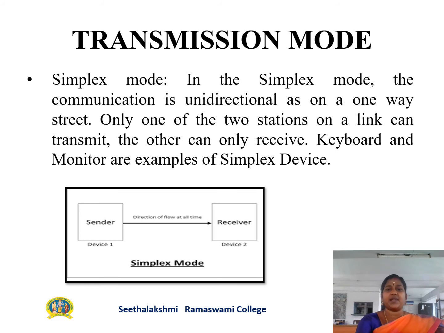Transmission mode simplex. In simplex mode, the communication is unidirectional, as on a one-way street. Only one of the two stations on a link can transmit, the other can only receive. Keyboard and monitor are examples of simplex devices. Keyboard is used to enter the input and monitor is used to project the output.